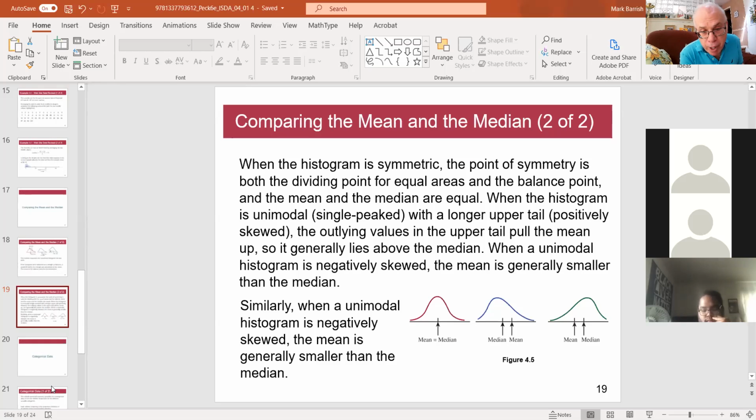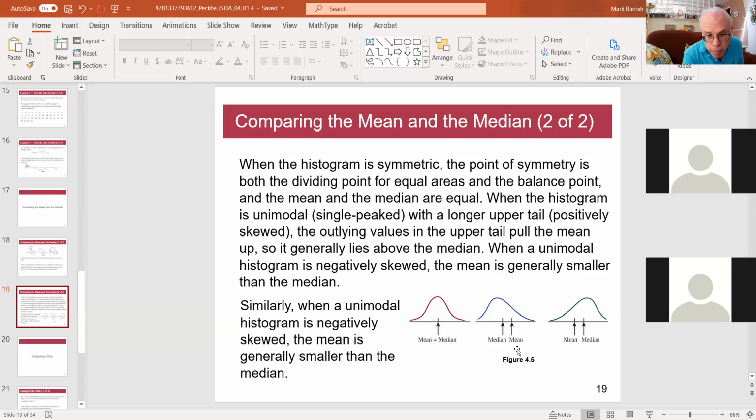You get 0 points for that on your final exam. You have to explain the following. If you have a right skewed or positively skewed distribution, which one of these three is it? Can anybody tell me? Positively skewed or right skewed? Is it the one on the left, the middle one, or the one on the right? Which one is positively skewed? The middle. That's exactly right.